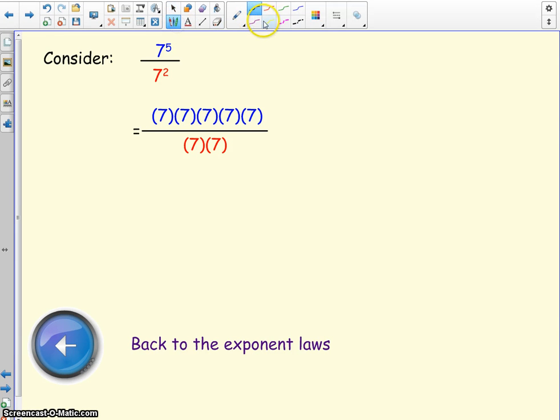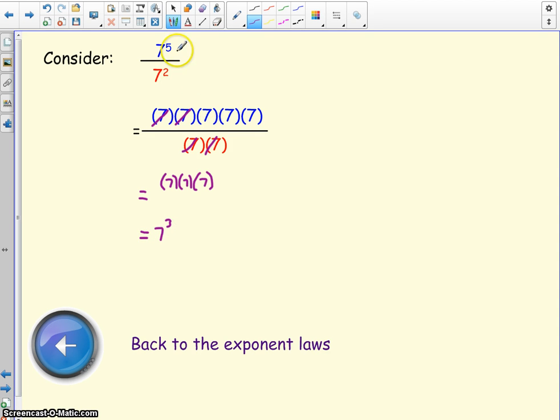And what you'll see happening here is, since we're dividing, we actually have some 7s that cancel. So 2 7s cancel on both the top and bottom of that equation. You wind up with only 3 7s left. Okay, so we can rewrite this as 7 to the exponent of 3.